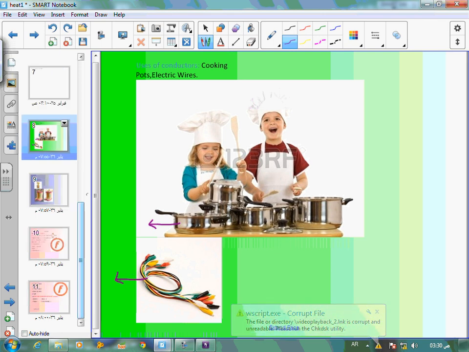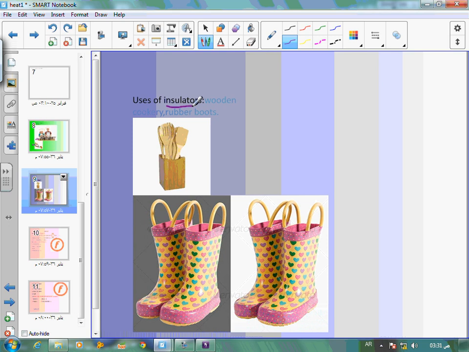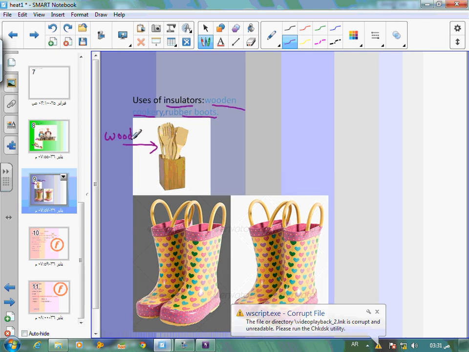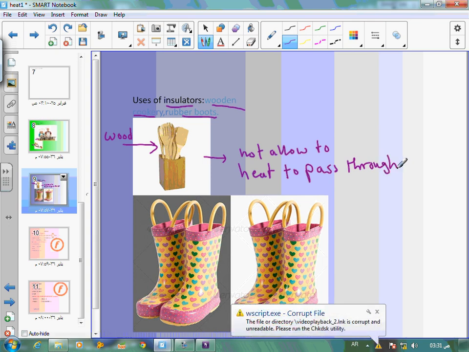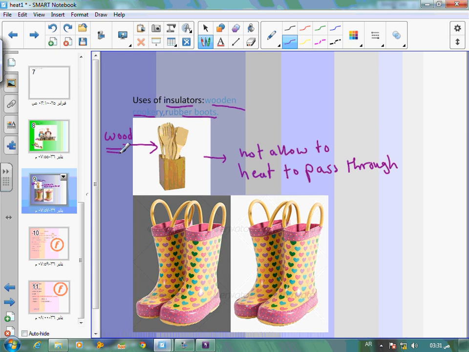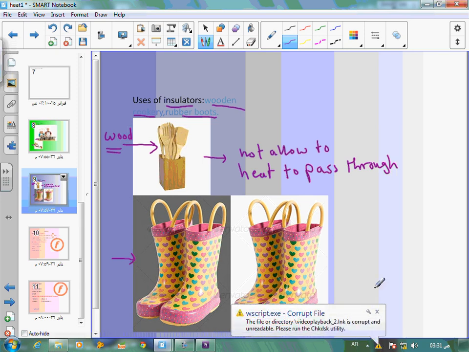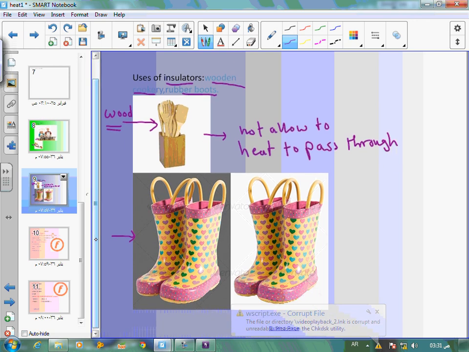But for examples of insulators, we use insulators in wooden cookers and rubber hoods. This spoon is made of wood, so it does not allow heat to pass through it. It moves with difficulty, or hardly. So we use a wooden spoon in cooking to not get heat from the fire. Another example is rubber pots. Rubber does not allow heat, and it moves hardly.